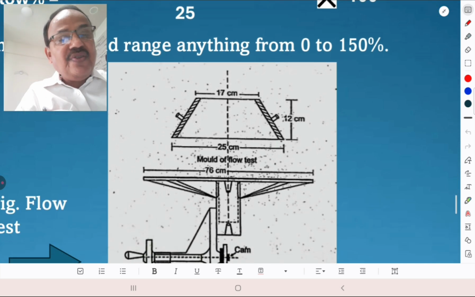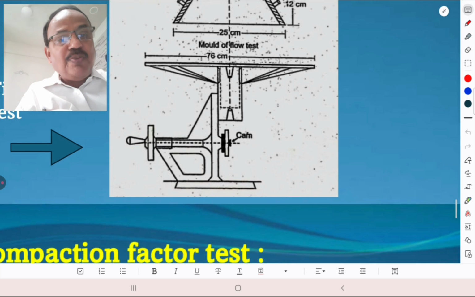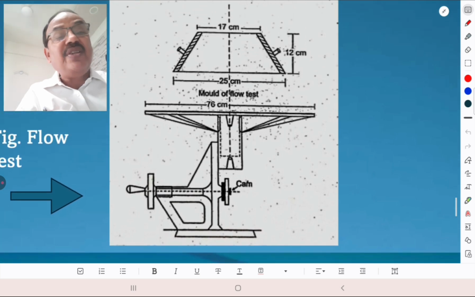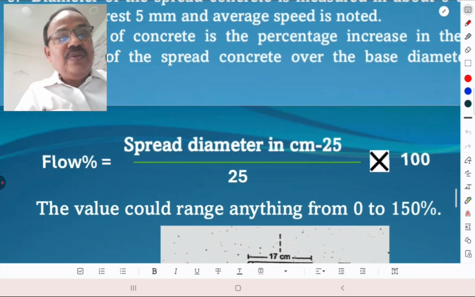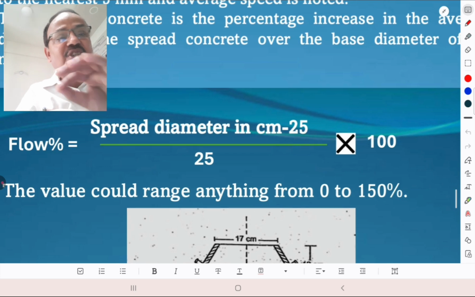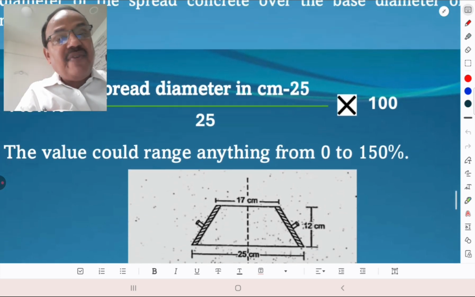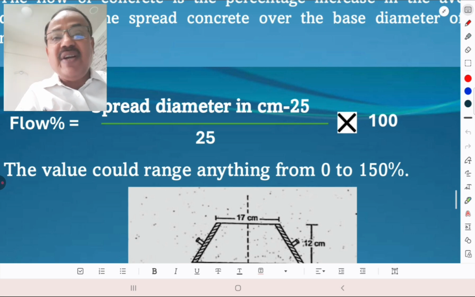Okay. And this is the test apparatus for the flow test. One must remember this apparatus. One must carry out certain simple tests and one must write them in the examination. So what is the flow in percentage? That is the spread diameter in centimeter minus 25, that 25 being the bottom diameter, divided by 25, into 100. The value could range anything from 0 to 150%.